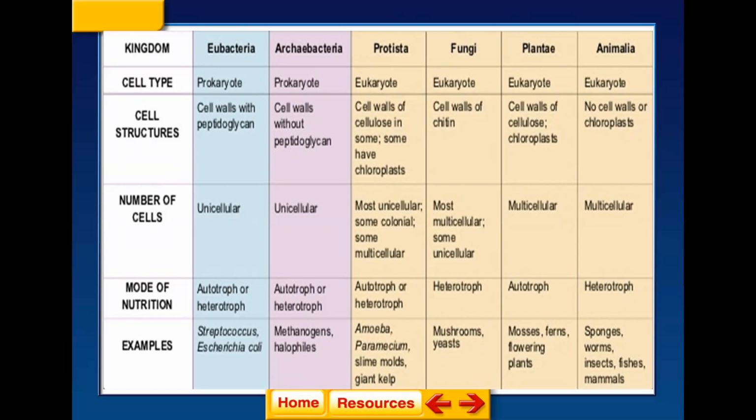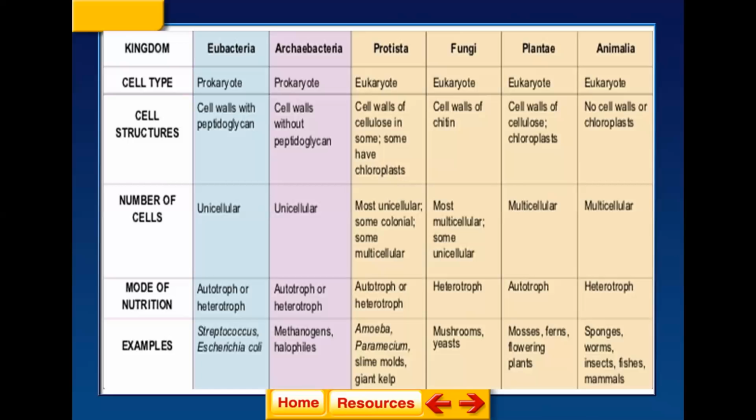In terms of number of cells, they are either multicellular or unicellular. Bacteria and archaebacteria are all single-celled, unicellular you can say, while Protista and fungi, some are multicellular, some are unicellular. Plantae and Animalia are all multicellular.